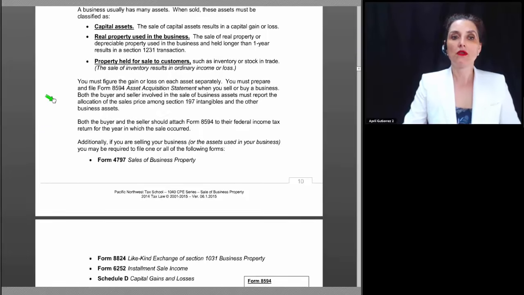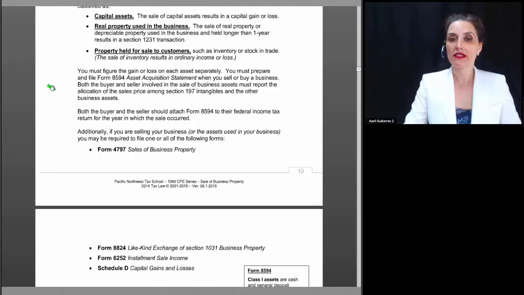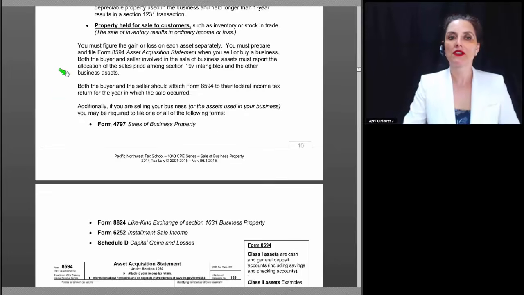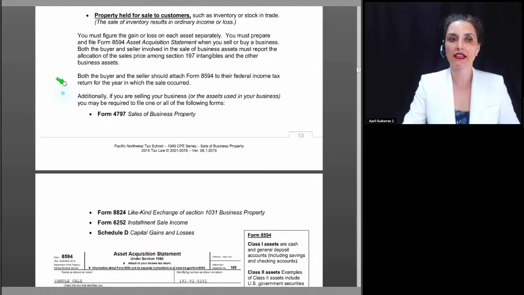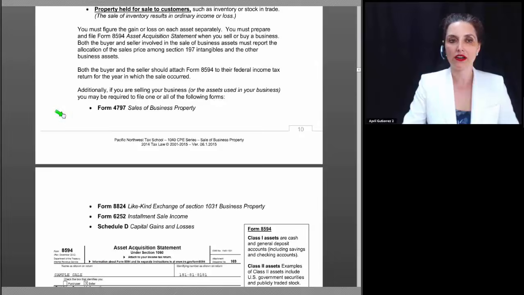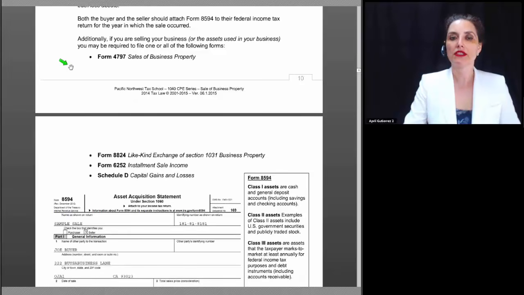You must figure the gain or loss on each asset that you sell separately, and you must prepare and file Form 8594, Asset Acquisition Statement, when you sell or buy a business. Both the buyer and the seller involved in the sale of business assets must report the allocation of the sales price among Section 197 intangibles and other business assets. Both should attach Form 8594 to their federal tax return for the year in which the sale occurred. Additionally, if you are selling your business or the assets used in your business, you may be required to file one or more of the following forms.